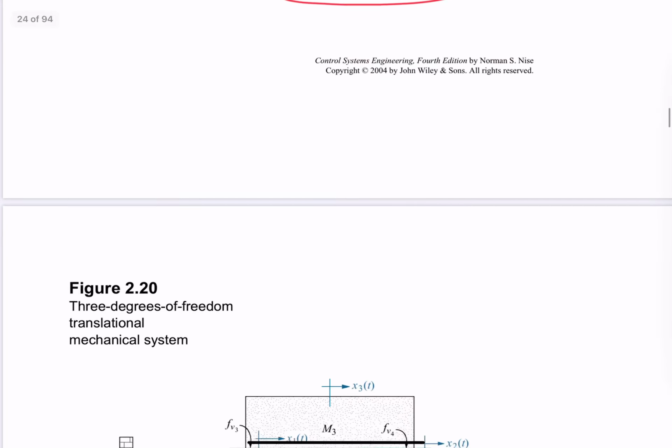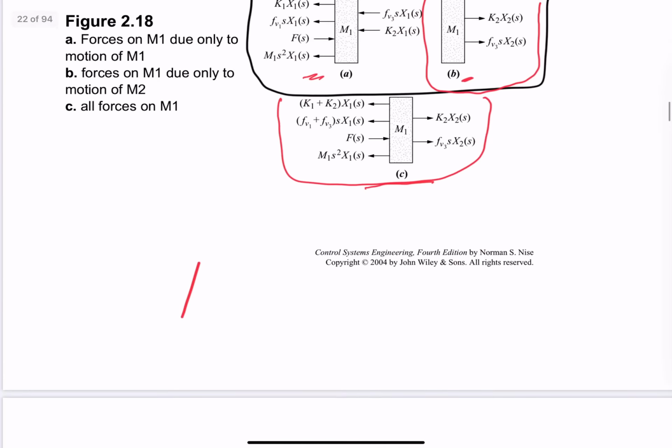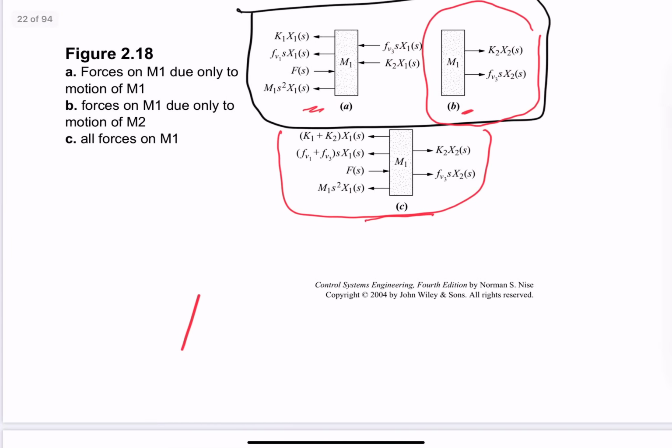And then when you have these two equations of motion, you can easily write down the transfer function, whichever transfer function you want to write, right? Because you have two equations in two variables. You have x1 as one variable, x2 as the other variable, and you have two force balance equations.